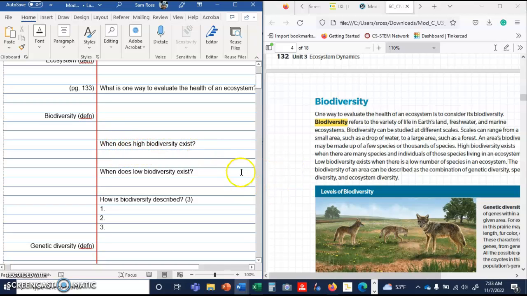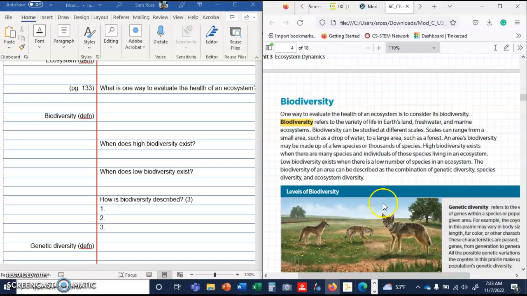When does high biodiversity exist? Okay, let's look and see what it tells us. High biodiversity exists when there are many species and individuals of those species living in an ecosystem. When does low biodiversity exist? Low biodiversity exists when there is a low number of species in an ecosystem.